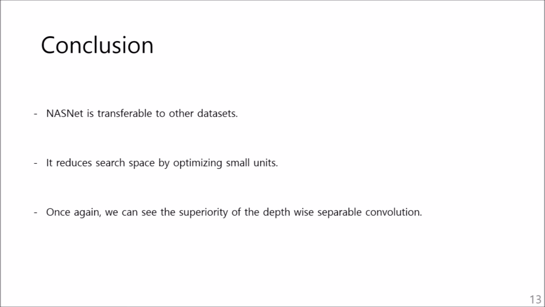In this paper, they found that optimizing small units can reduce search space when doing automatic architecture search. We can see that the method of optimizing from small units is good in terms of generalization. This has been demonstrated through experiments with changing datasets. Once again, we can see the superiority of depth-wise separable convolution in finding the trade-off between performance and efficiency.